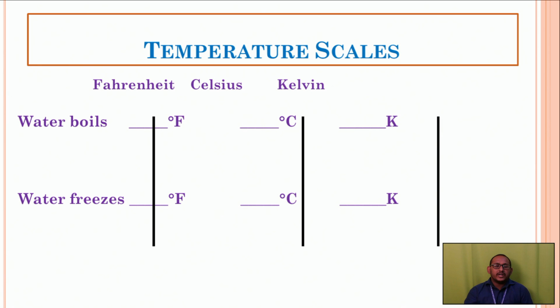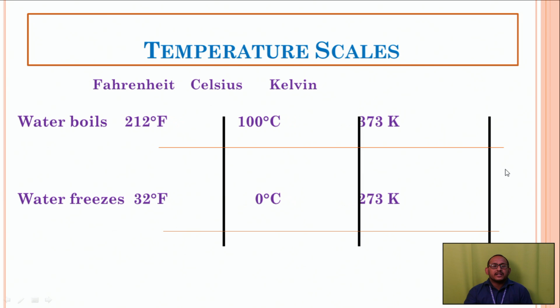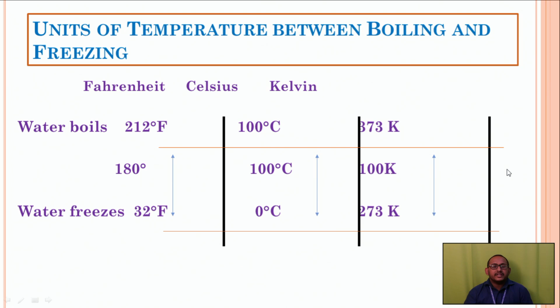Here I will show you a graphical representation of water boiling and how the scale increases. When the temperature increases, the scale also rises due to the expansion of the liquid inside the thermometer. Based on the expansion, we can measure the temperature inside the room or the body temperature.